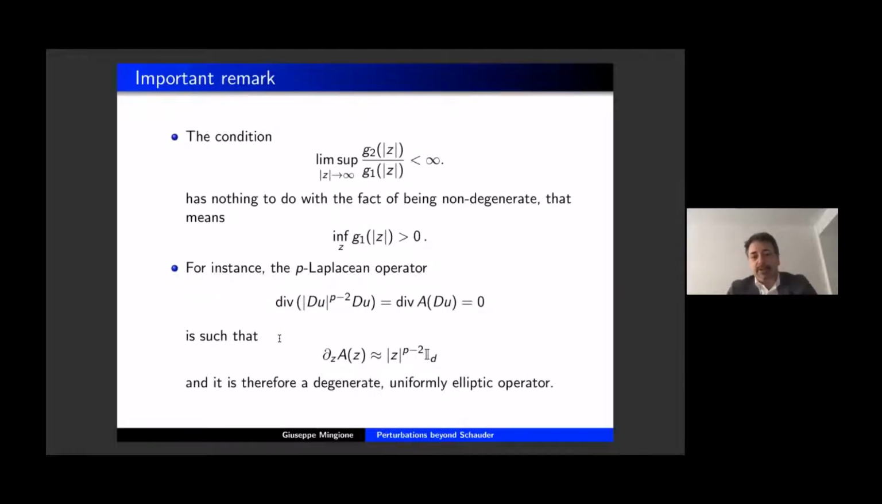These conditions have nothing to do with degeneracy, because there are degenerate operators, like for instance the p-Laplacian operator, which is degenerate and which is still perfectly uniformly elliptic. This is the classical p-Laplacian, and that's actually why the classical Uhlenbeck theory works, because this is a uniformly elliptic operator. And it has nothing to do with non-degeneracy, which is usually prescribed by saying that the lowest eigenvalue never vanishes.